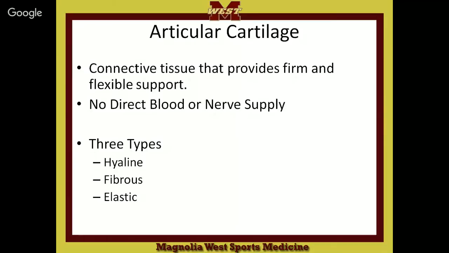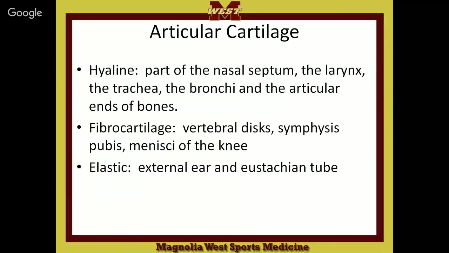So there are 3 types of cartilage, and you'll need to know each type. There's hyaline, there's fibrous, and there's elastic. And the next slide tells you exactly which ones they are. The hyaline is part of the nasal septum, the larynx, the trachea, the bronchioles, and the articular ends of bones. All right. You ever felt your trachea?